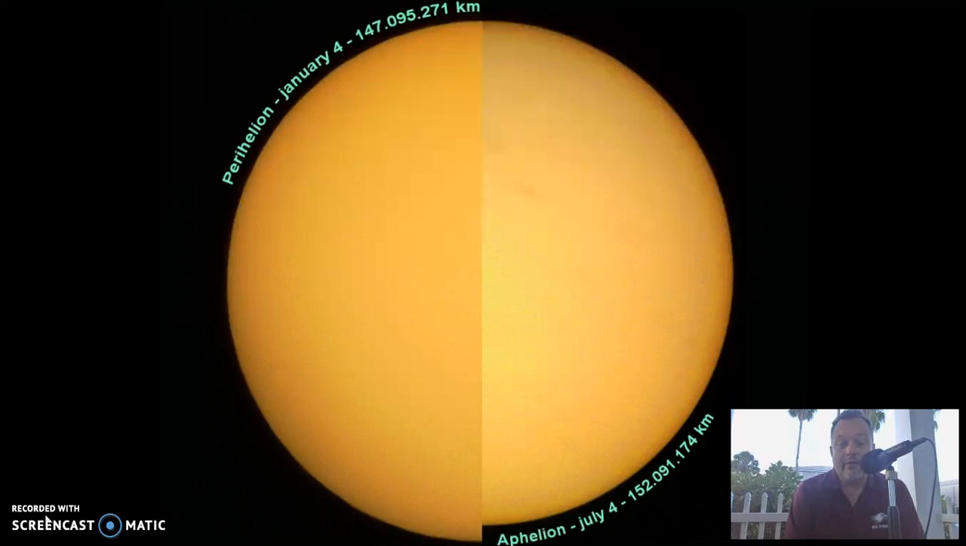First of all, the first thing you should really notice is it's just about the same exact size in the sky. Why? Because the Earth's orbit is almost a circle. The Earth is almost the same distance from the Sun all year round. Now, the reason people guess June, July, and August, at least here in the Northern Hemisphere, is that's when it's hot.